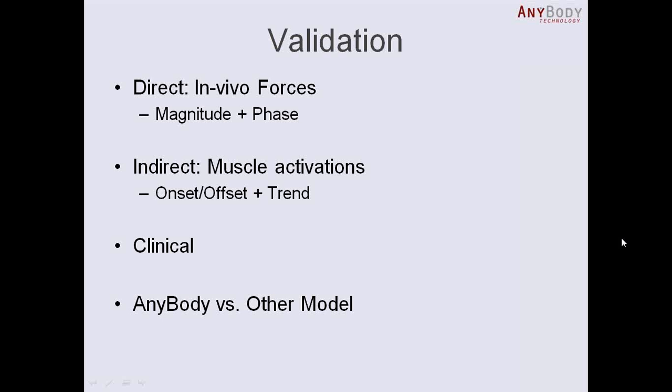It's ideal when we can make a comparison between a model prediction and a biomechanical metric that can be measured directly. But that's not always possible. Of course, indirect validation relates to those cases where metrics cannot be measured directly, such as the comparison between predicted muscle activation patterns and measured EMG traces. In the case of a clinical validation, we might ask, does a model correctly respond to clinical questions for which the answer is already known, for example, from retrospective studies? And lastly, we might compare AnyBody results to predictions from a completely different model, such as a finite element model.